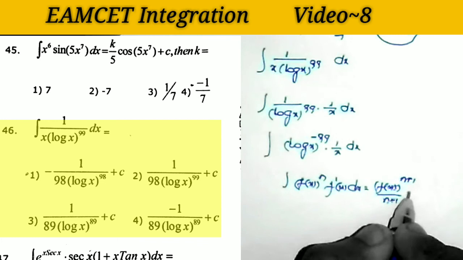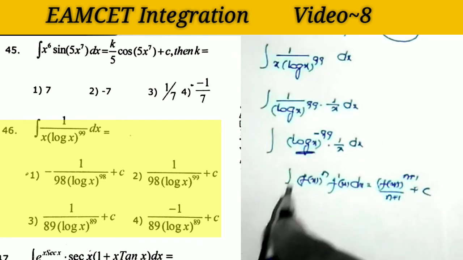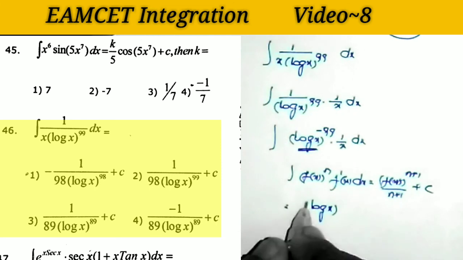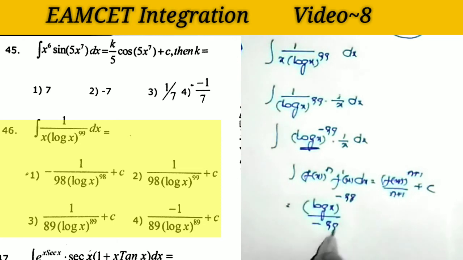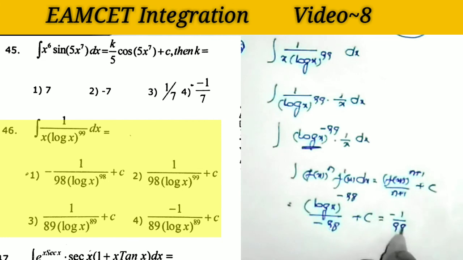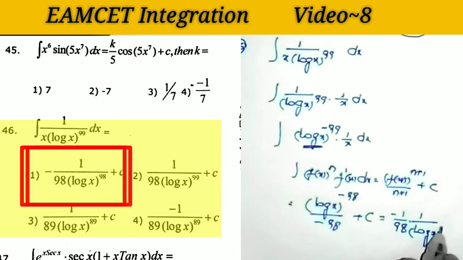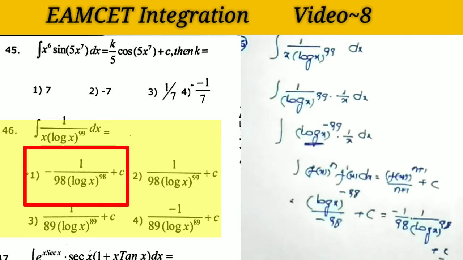Now applying that formula here, what is f of x? Log x. What is the n value? Minus 99. So the answer is equal to log x power n plus 1, that is minus 98, by minus 98 plus c. That is minus 1 by 98 into 1 by log x power 98 plus c, and this is the first option.